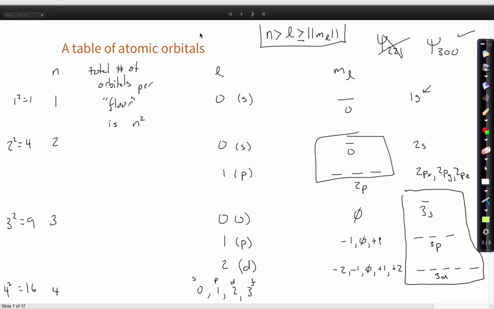So this is a table of atomic orbitals, and you can continue this down as far as you want to go. 1, 2, 3, 4, 5, 6, 7, 8, 9, 10, as far as you want to go, and those are all the different possible solutions to the Schrödinger equation for the hydrogen atom, and indeed for other atoms as well.